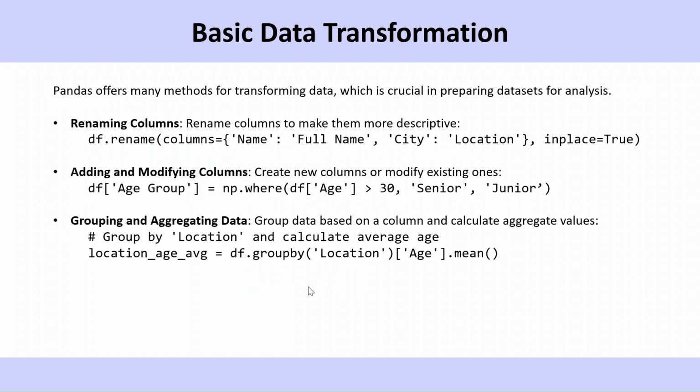Basic data transformation. Pandas offers many methods for transforming data, which is crucial in preparing datasets for analysis. So what we can have in data transformation is renaming columns. It is important to make your data more descriptive, like name can be renamed to full name, city can be renamed to location. Adding and modifying columns, creating new columns or modifying existing ones is important. Like you can add the category to an employee, whether they are senior or junior based on their age.